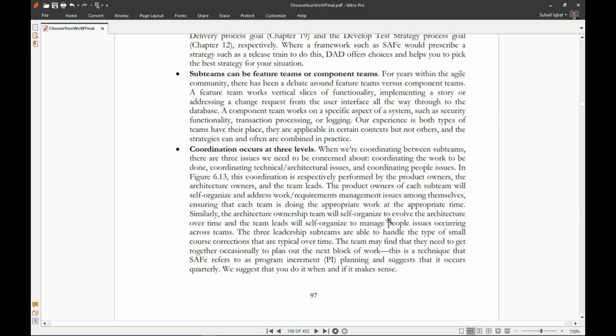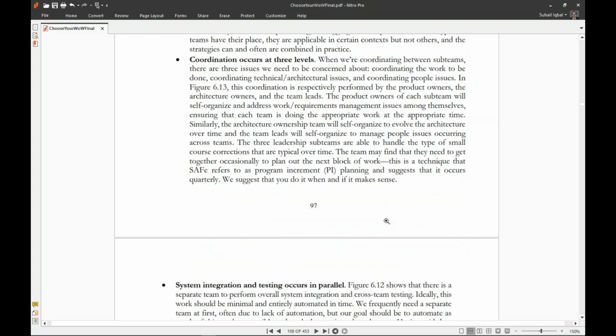Coordination occurs at three levels. When we are coordinating between subteams, there are three issues we need to be concerned about: coordinating the work to be done, coordinating technical and architectural issues, and coordinating people issues. In figure 6.13, this coordination is effectively performed by the product owners, the architecture owners, and the team leads. The product owner of each subteam will self-organize and address work requirements management issues among themselves, ensuring that each team is doing the appropriate work at the appropriate time. Similarly, the architecture ownership team will self-organize to evolve the architecture over time, and team leads will self-organize to manage people issues occurring across teams.